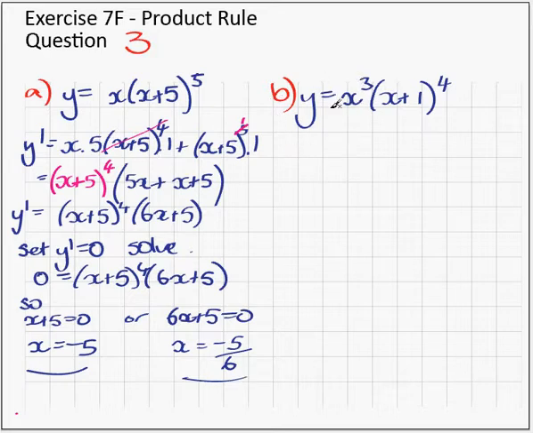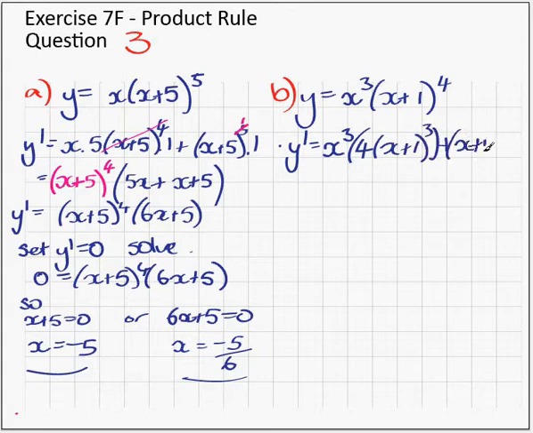Similarly for this next question, I look at it first, make sure it's not going to be easy if I expand it. In this case it's not, because I've got a cubed and a power 4. So I go straight into finding the derivative. The first term times the derivative of the second, plus the second term times the derivative of the first.